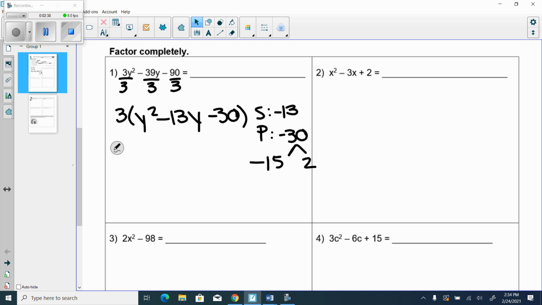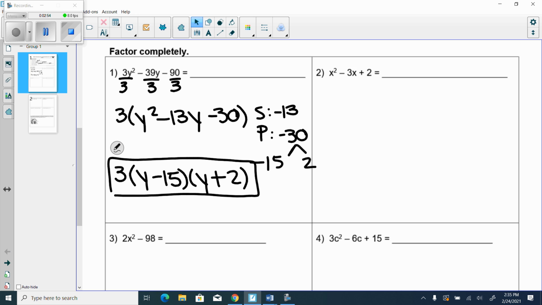All right, so now I'm just going to make my parentheses. I put my GCF in front, and then my parentheses are going to be y minus 15 and y plus 2. Okay. All right, number 2. What am I looking for? And is there one? There's nothing in front of x squared, so no GCF here.